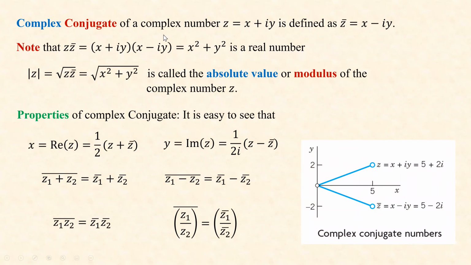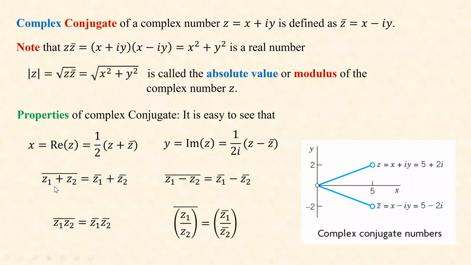define the complex conjugate of a complex number as x minus iy. When z is x plus iy, z bar is x minus iy, which is the complex conjugate of z. And we saw that z z bar is basically the sum of the squares of the imaginary and real parts, and therefore z z bar is the square of the distance of z to the origin. So then the absolute value of z is defined by the square root of that, and we call it the absolute value or modulus of the complex number.